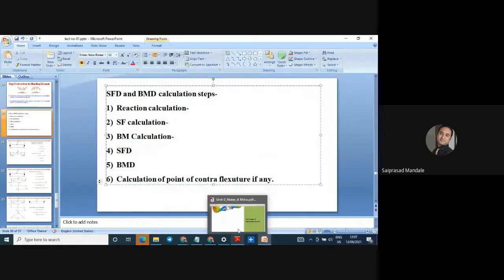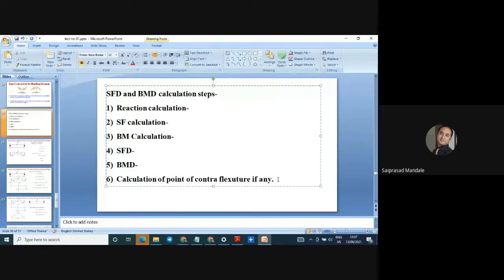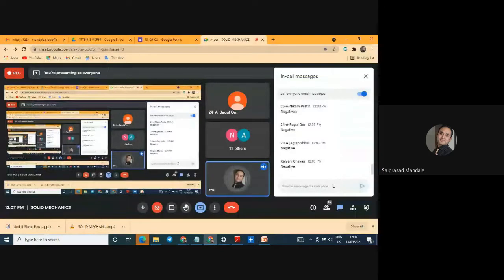Just read it and give me the steps orally in the chat box. The theory that I have just conducted and these 6 steps, only these 6 steps, and those few theory points are helpful to solve all types of numericals in that unit. So just give me the answers in the chat box. What are the different steps required to calculate SFD and BMD? Everybody has to give the steps 1, 2, 3, 4, 5, 6 in the chat box.